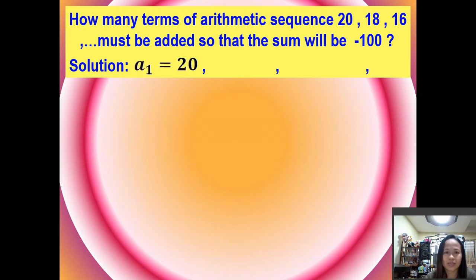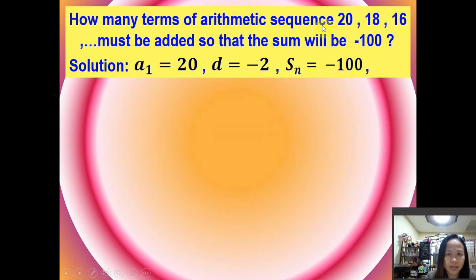So for our solution here, based on our problem, our first term is 20. Our common difference is negative 2. From here, 18 minus 20 is negative 2. 16 minus 18 is also negative 2. So our common difference is negative 2. And we are given the sum of n terms, which is equal to negative 100.